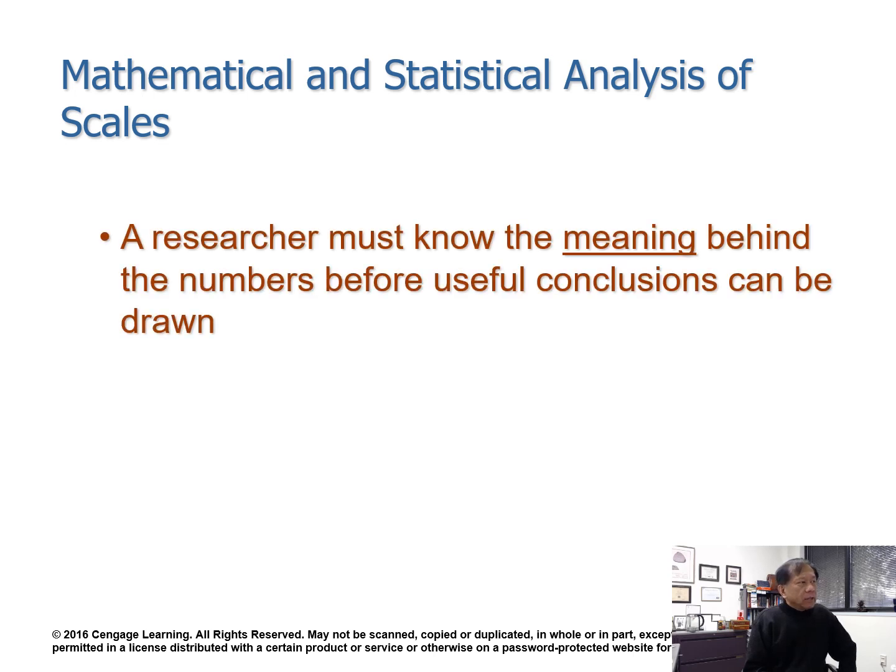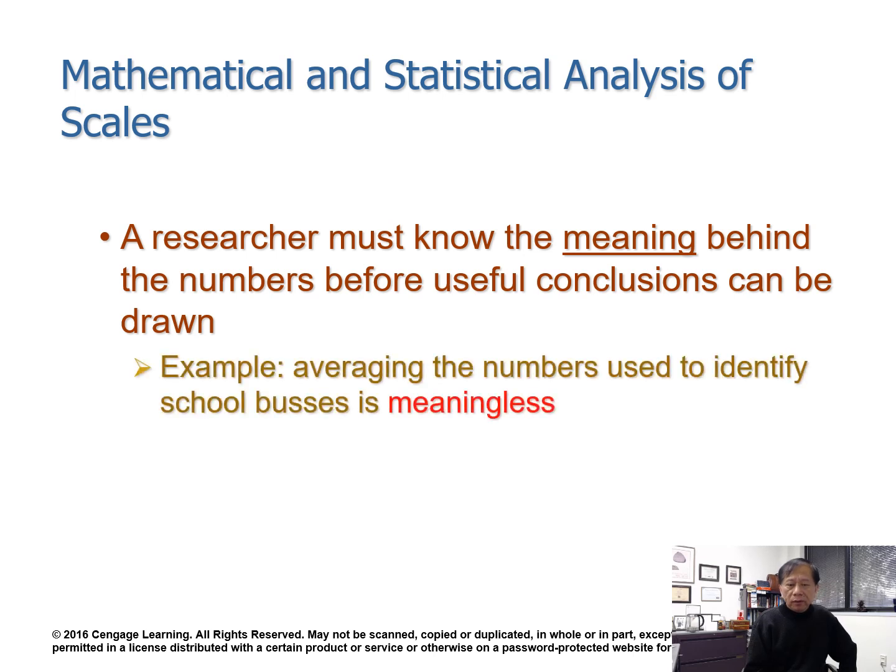Mathematical and statistical analysis skills. A researcher must know the meaning behind the numbers before useful conclusions can be drawn. You can see that, right? For example, averaging the numbers used to identify school buses is meaningless. Okay? It doesn't matter. Or you average the numbers on the school uniforms. It's meaningless. You don't want to do that.